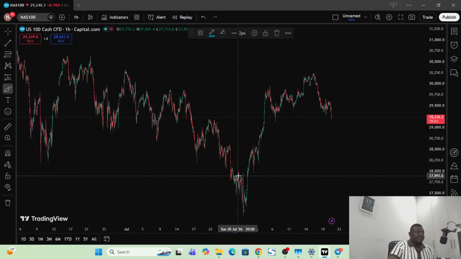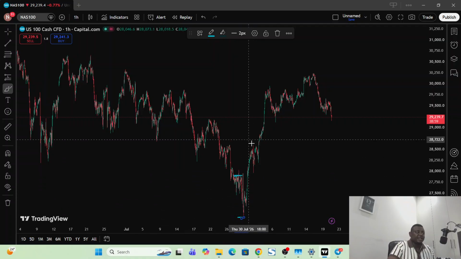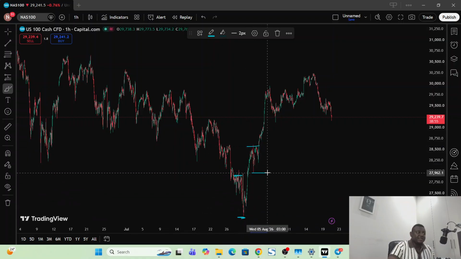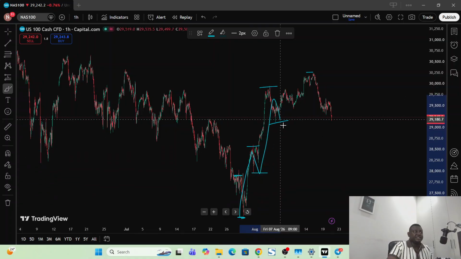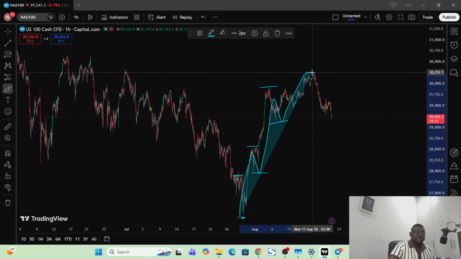I first marked this as our first high. This is our second high. That was our first low. This is our second high. This is our second low. Then this is a high. This is a high. This is a low. Just like that, you can see that the market starting from here was in an uptrend. So we don't want to disturb that.